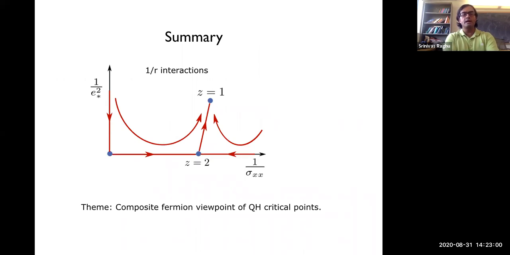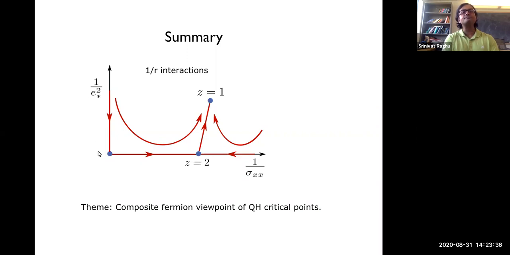So now let me summarize the talk in this pictorial fashion. This is the cartoon of what the renormalization group flows should behave like in the vicinity of the quantum Hall to insulator transition at zero temperature with 1 over R interactions at the critical point. Within the Dirac composite fermion theory, there are 2 running couplings. One is related to disorder, inverse sigma XX, and the other related to interactions, inverse charge.